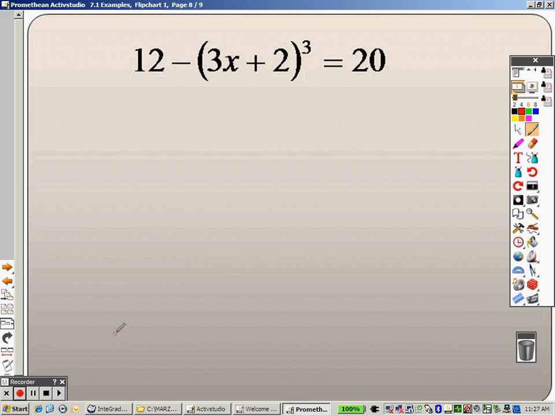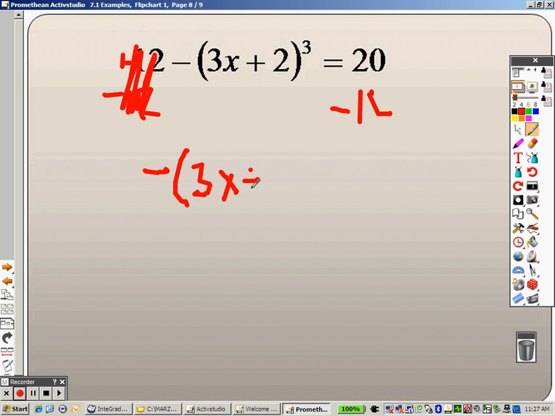Okay, still with 7.1, the nth roots, and solving these radical functions here with some rationals and stuff. When I'm doing this, I want to get all of this in parentheses all by itself. So I need to get rid of this number. Since it's a positive 12, I'm going to subtract 12 on both sides. And when I do that, that's gone. So I have a negative 3x plus 2 cubed. It's supposed to be a cubed there, and that equals 8.